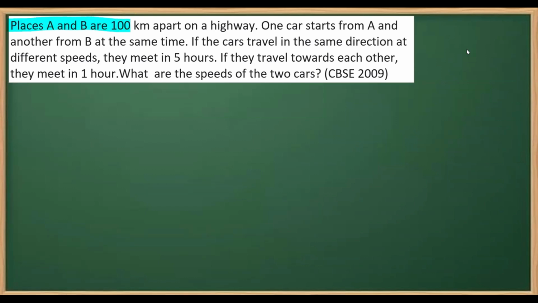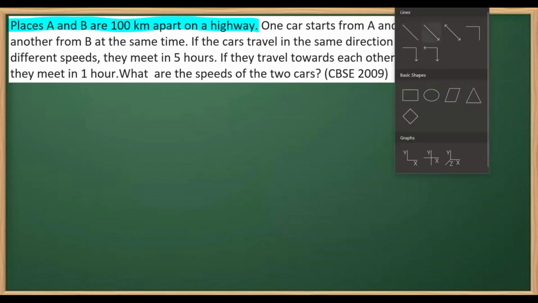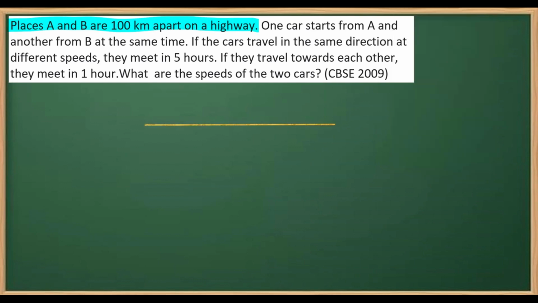In the next question, it says places A and B are 100 kilometers apart. That means there are two places. Let's make one diagram here. And these two places are 100 kilometers apart. So I name this point as A and this as B.